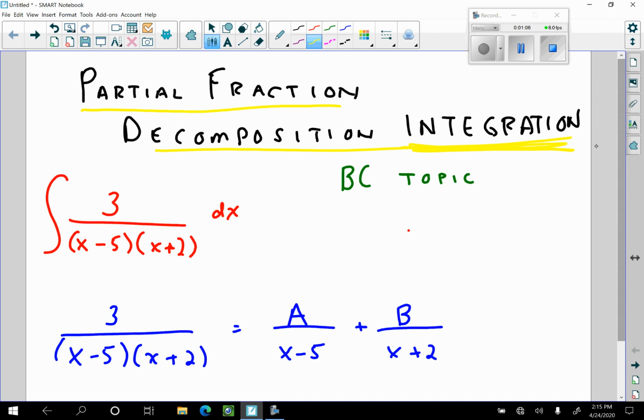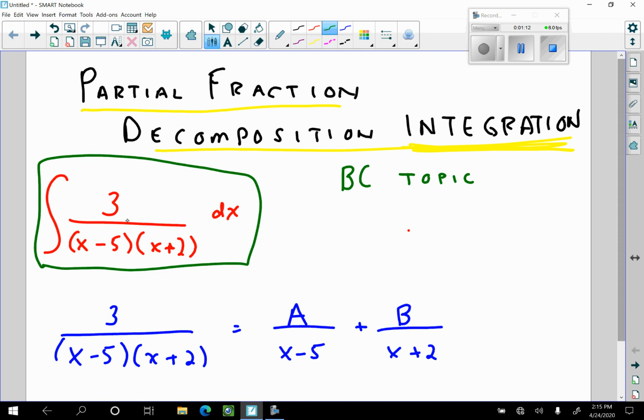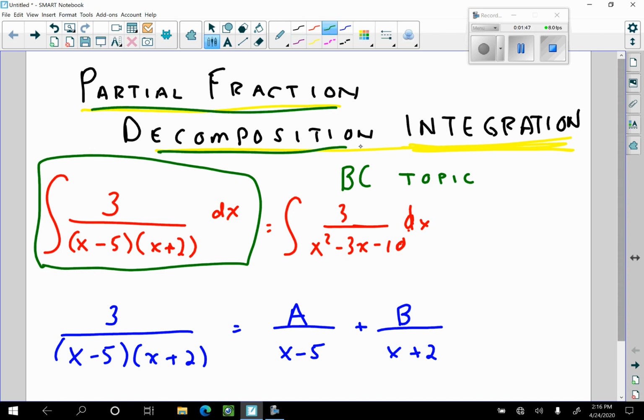So if I'm integrating this thing right here, I do not have a rule, and notice this is a quotient. I could multiply that out. This is going to be the same as this integral right here, 3 over x squared minus 3x minus 10. And we should notice that substitution is not going to work. Certainly by parts we use on products. This is a quotient. And if you have a quotient that you can write as a fraction, as we did here, usually a good strategy is to try partial fraction decomposition.